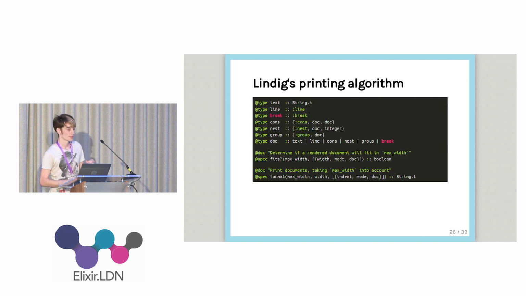So the algorithm is actually really simple. It's made up of 6 simple algebraic data types and 2 functions, fits and format. The one that the user is going to be using is format, and fits is just an internal implementation detail of format. So I'm going to go through each one of these data types and see what they represent.